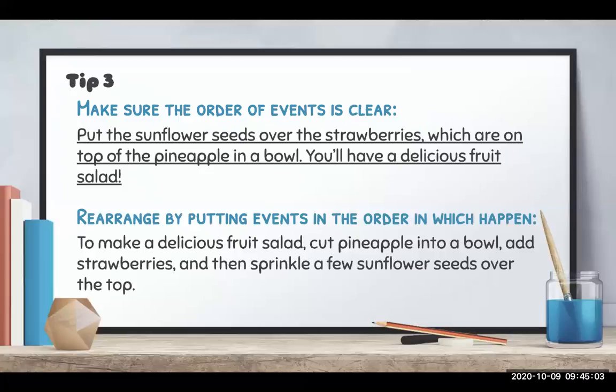Tip number 3. Sometimes we just need to be sure our information is in the correct order, so our writing is easy for readers to understand. In this case, we rearrange to make the passage flow more logically. You can see that in the first example, we run the risk of confusing our readers by misordering the process of making the fruit salad. The second example not only shows readers what needs to happen step by step, it also prioritizes informing the audience that we're making a fruit salad by putting that information first.